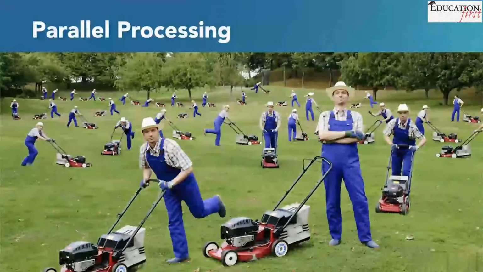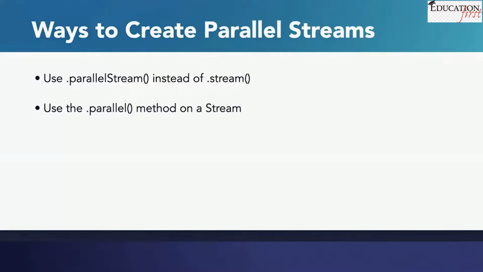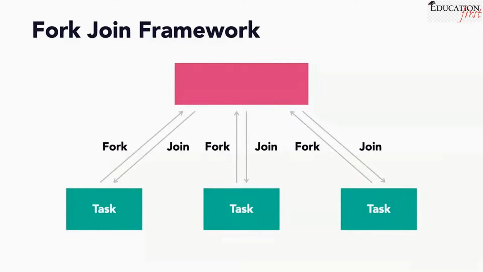There are two ways to create a parallel stream. We can create a parallel stream using the parallelStream function instead of the stream function, or we can suggest any stream to behave as a parallel stream using the parallel method. Parallel streams use the fork join framework as a concurrent model. This means that at a certain point, different threads pick up the work, and at another point, they wait for all the threads to be done prior to continuing.